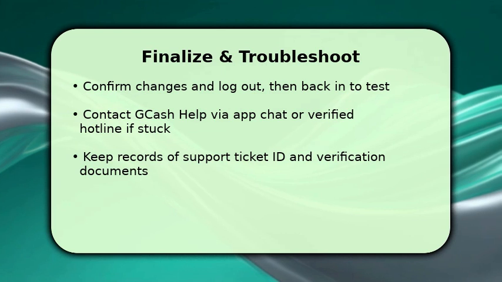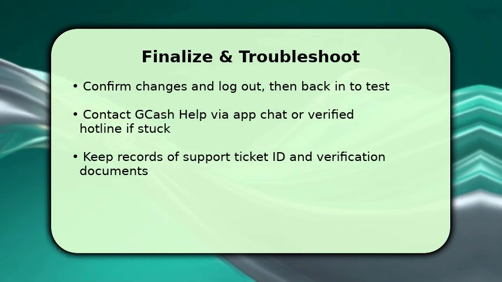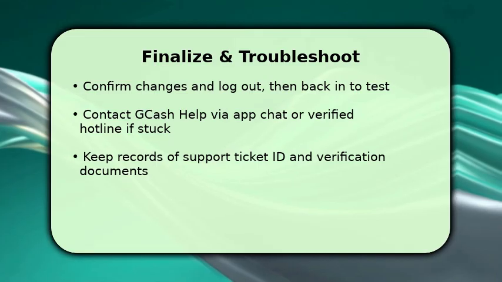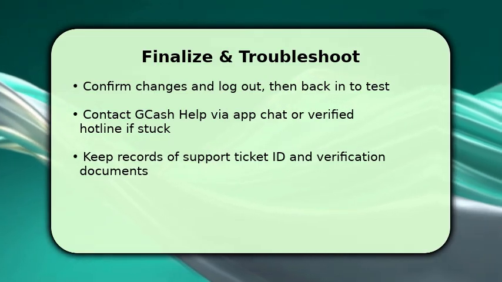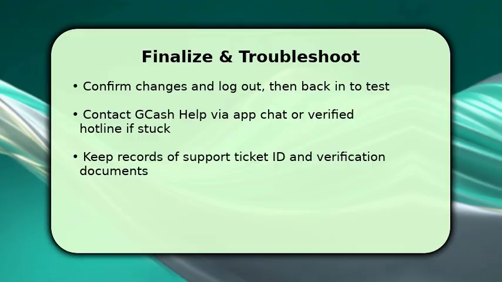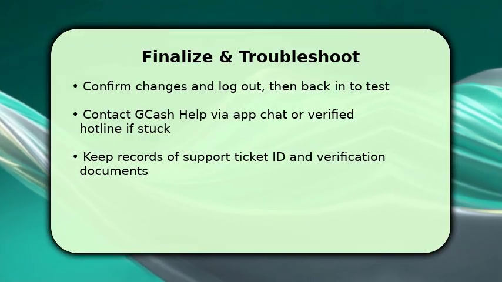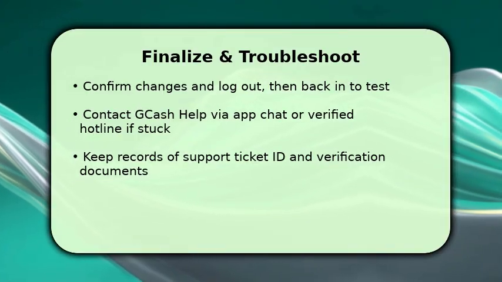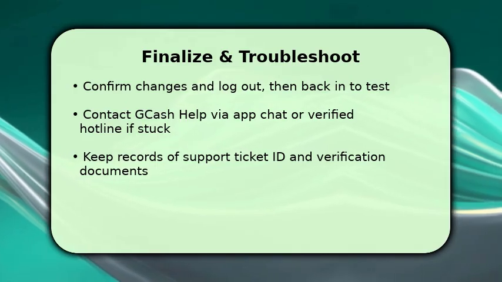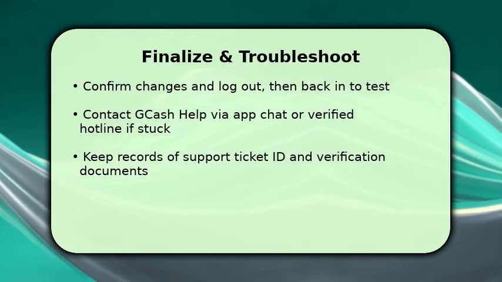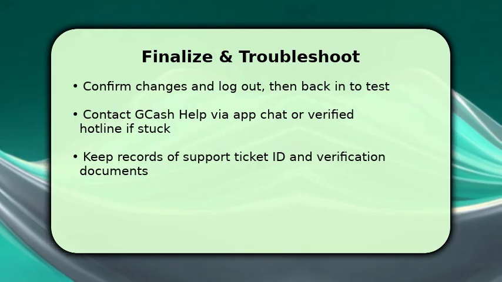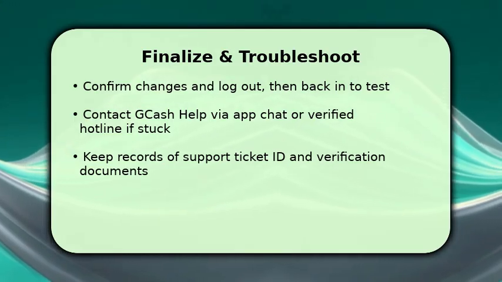If the app does not allow removal or asks for extra verification, contact Gcash help through the in-app chat or the verified hotline. Explain you're changing authentication and provide requested documents. If something goes wrong, reference your support ticket ID and keep a screenshot of error messages. This speeds resolution and preserves security.